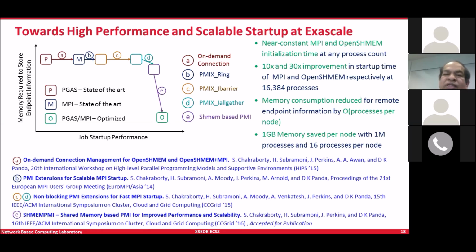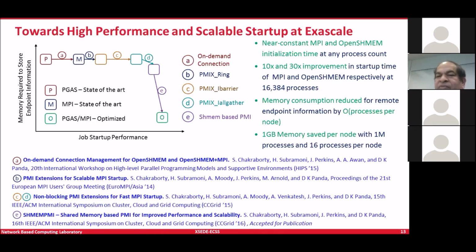So over the years, these are the different kinds of new designs we have carried out, which have been published, and at the same time have also been incorporated into the distributions. With the latest design, we can actually get very near constant MPI and OpenSHMEM initialization time. Up to 16K processes, we see almost a factor of 10 to 30 improvement.